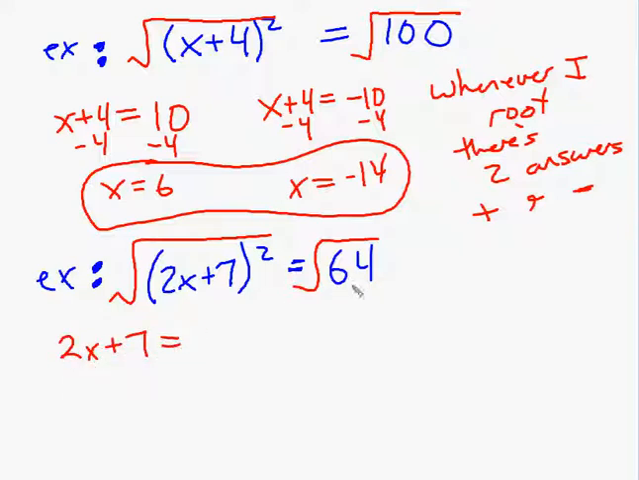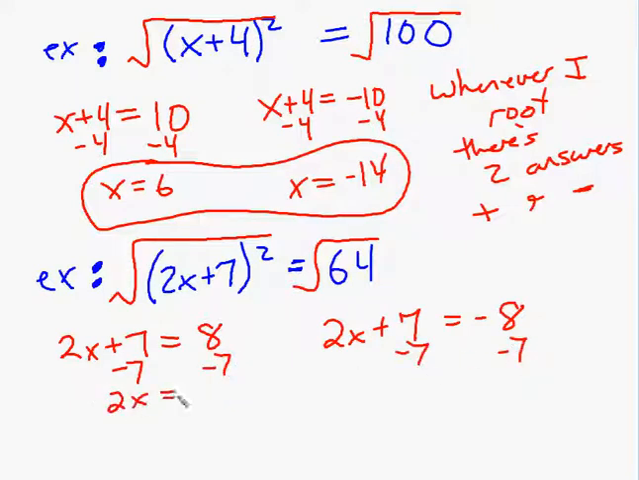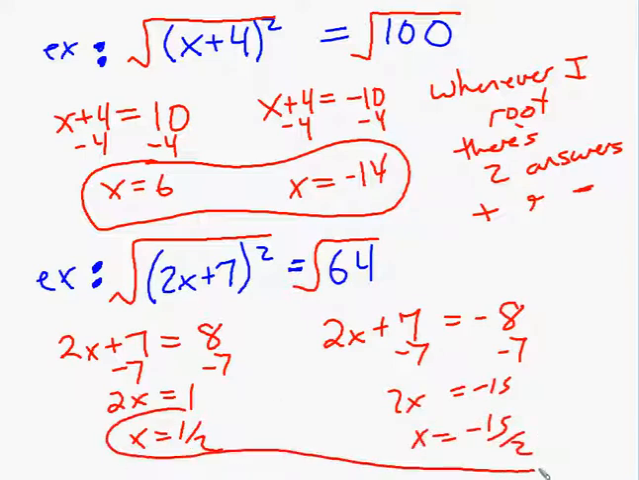Now what's the square root of 64? 8. But I have 2 possibilities. It could also be negative 8. Now I solve both of them. Subtract my 7. Divide by 2, so x could be a half. It's okay to get a fraction. Divide by 2, x would be negative 15 halves. Those are my two answers. So remember, whenever you take a root, there's two answers, the plus one and the negative one.